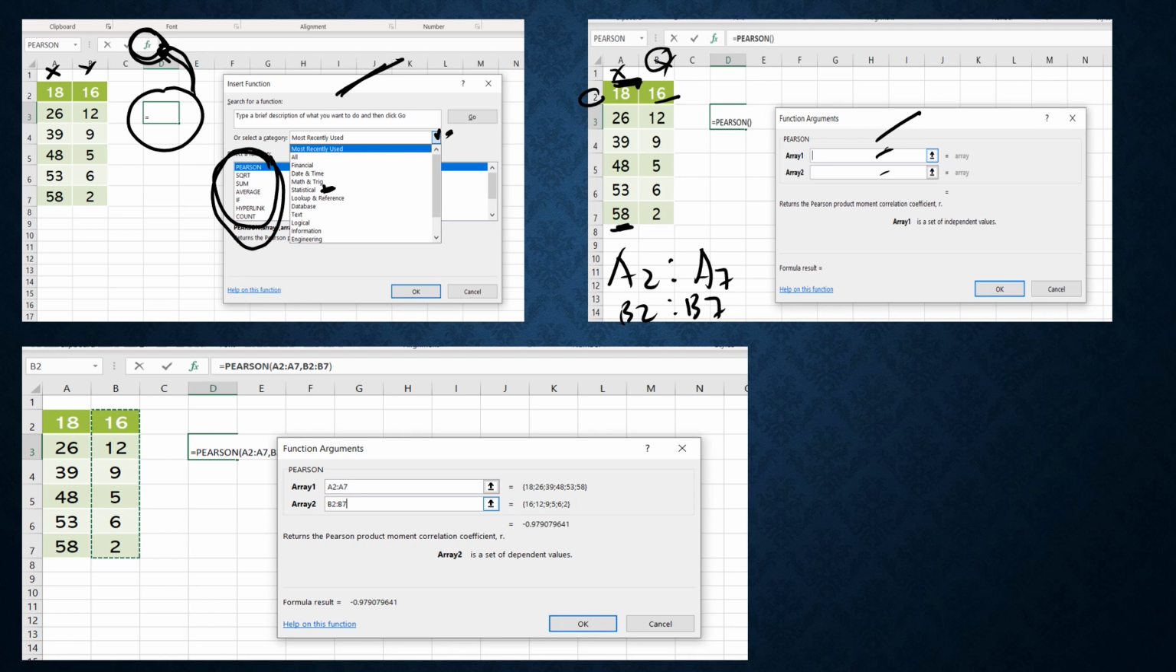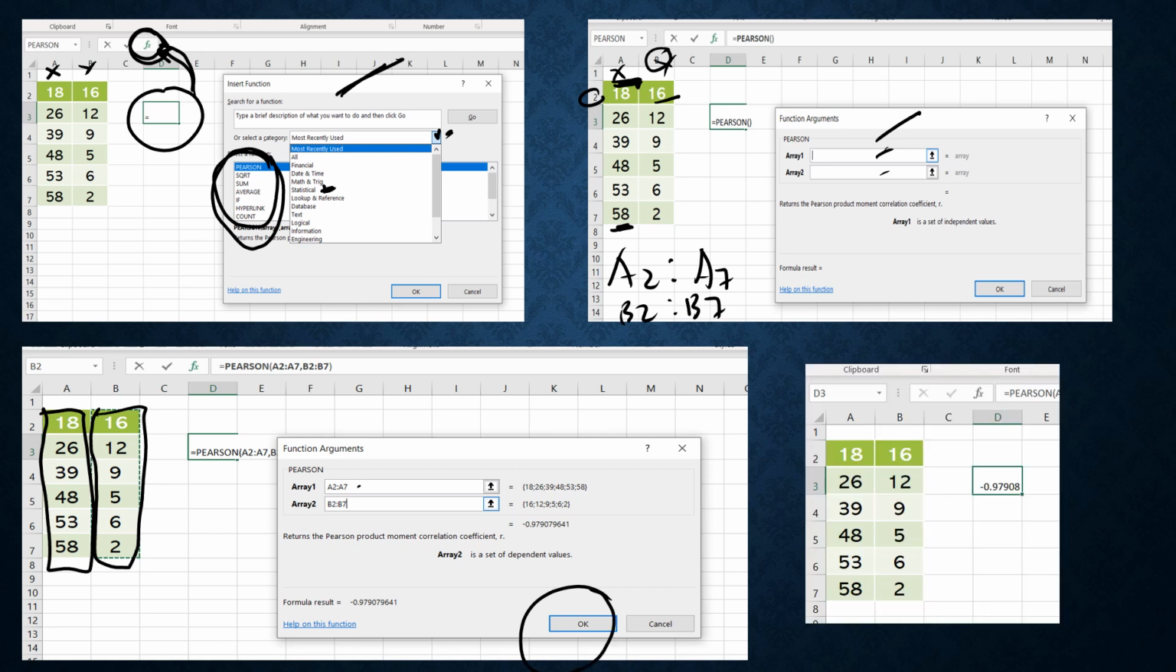So you're going to have this one. We have A2 up to A7 for array 1, and for array 2, we have B2 up to B7. You can drag that. After that, you can press OK. After pressing OK, you will be getting the value of R. As you can see, the value of R is negative 0.98, and we get that using our long computation. So again, I'm going to repeat. If you want to check your answer using Microsoft Excel, you can use this pattern, or you can use what I discussed in this slide.